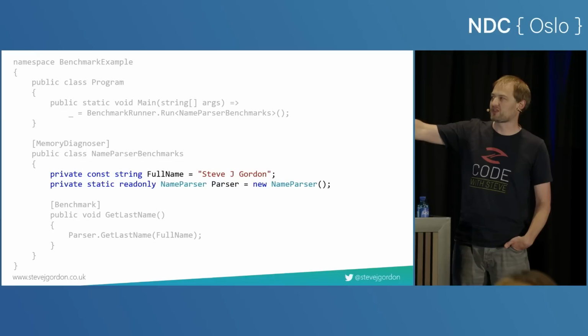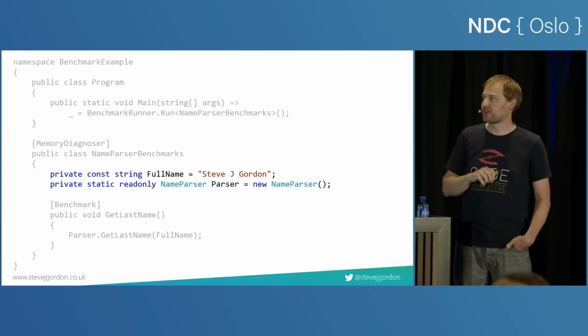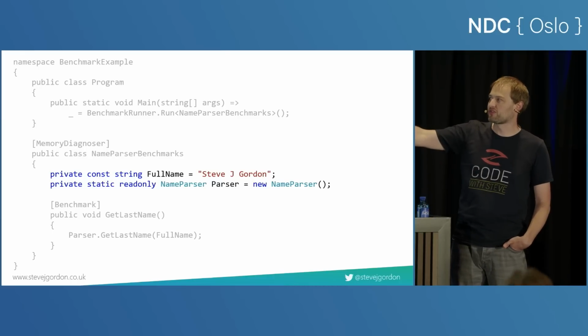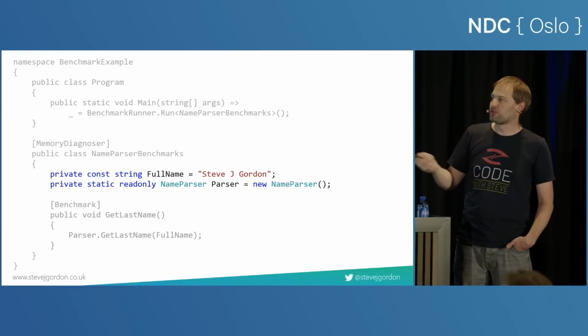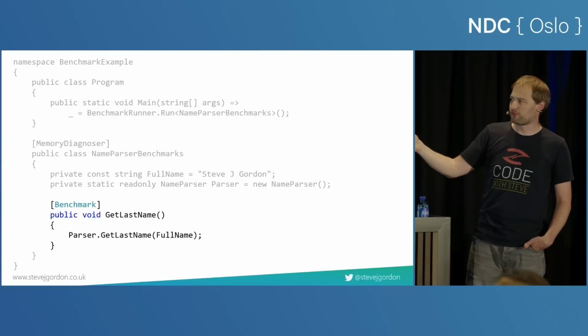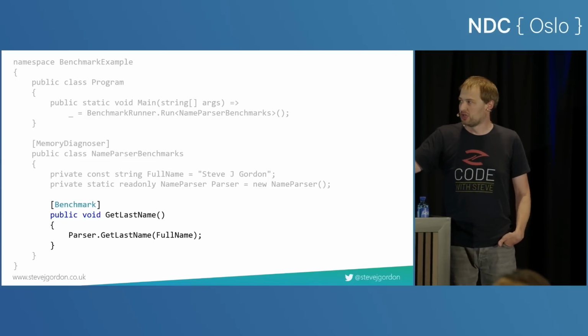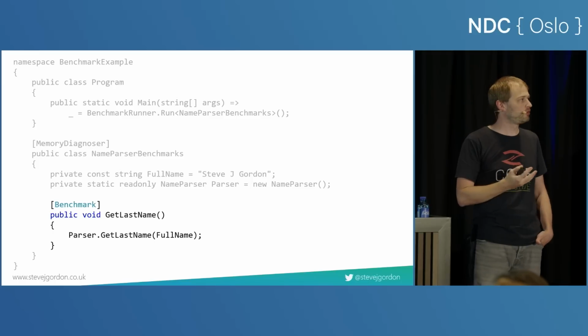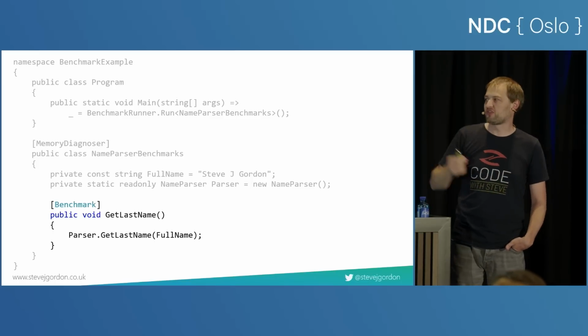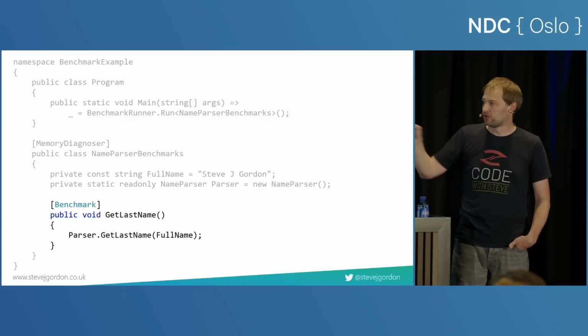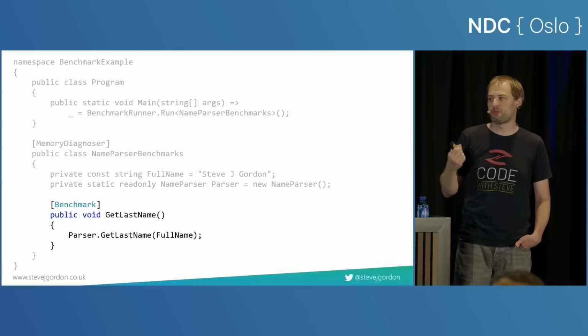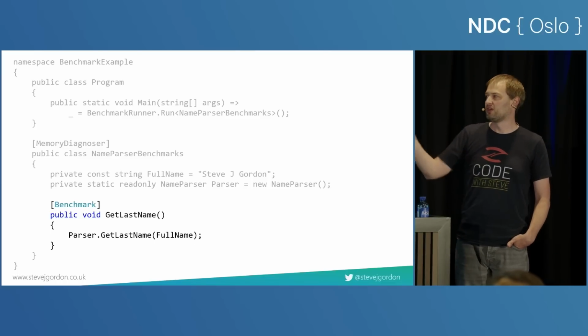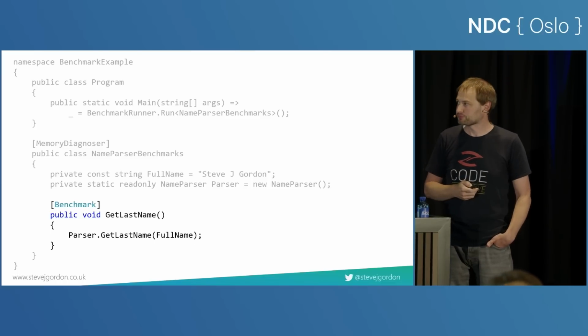So it's done, in this case, as static data. We create an instance of this name parser, and we create an instance of a string that we're going to use. The actual benchmark itself is below, and it's a regular method, has the Benchmark attribute on it. Within there, the code is what we're measuring. That's what we're going to get the measurement of the benchmark for. In this case, it's this call to the GetLastName method on that name parser. That's what we're measuring to see what its overhead is with that given input string.